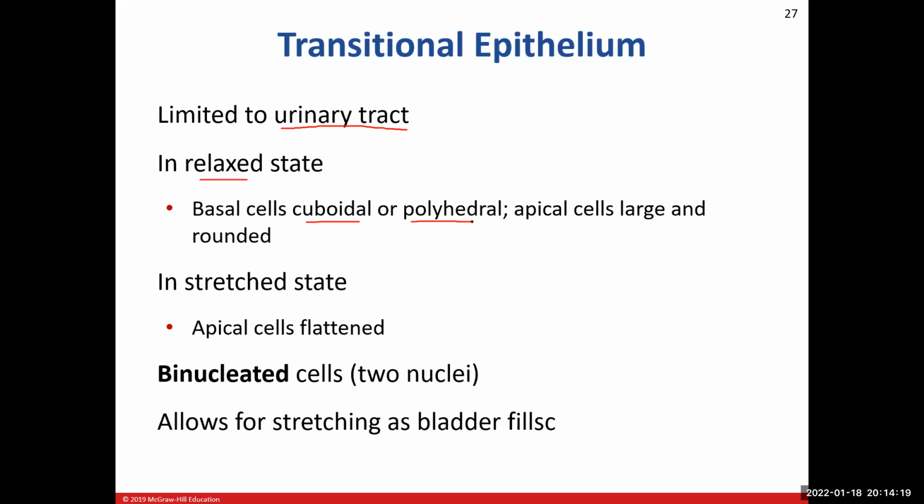The apical cells, again, will have a rounded type of appearance. Now, when you start to drink a lot, and you haven't gone to the bathroom, your bladder's filling up, the liquid, or urine, excuse me, fills up your bladder and starts to put pressure all around. And so it compresses everything. So the bladder is now entering into the stretch state because, like filling up a balloon with water, the balloon stretches out. The apical cells will have a flattened appearance because they're getting compressed.